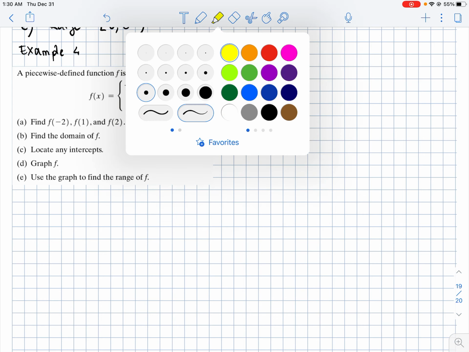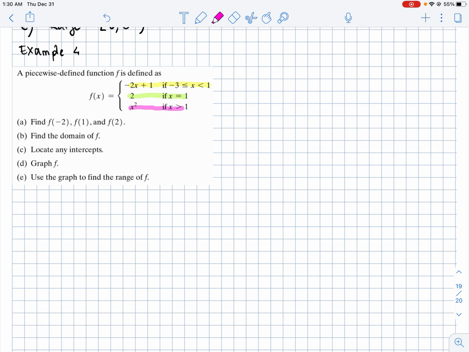I am going to use 3 colors so that we can follow it more easily. I'm going to do the yellow, green, and pink. For the yellow piece, the domain is between negative 3 and 1. For the green, the domain is just x equal to 1, so the domain is just 1 point. And the domain for the pink piece is x greater than 1.